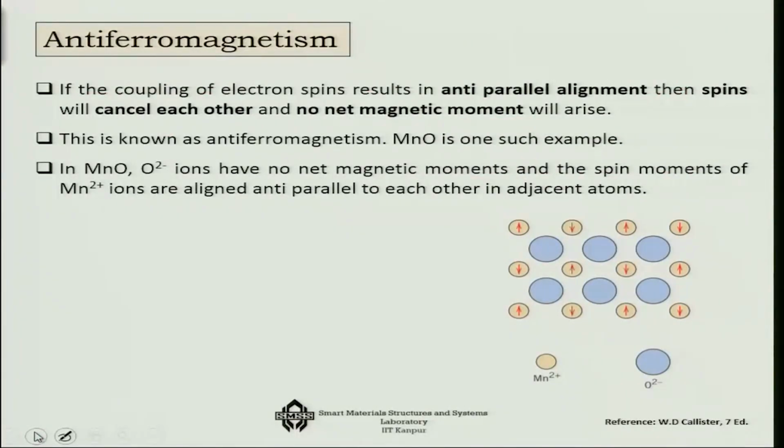Now, there is something also known as antiferromagnetism. If the coupling of electron spins results in antiparallel alignment, then the spins will cancel each other and you will not get a net magnetic moment. So, even though there are magnetic moments and they are aligned, they can be opposite in direction. Then it becomes an antiferromagnetic system. One interesting example is manganese oxide, which shows no net magnetic moment because of the antiferromagnetic system that it has.